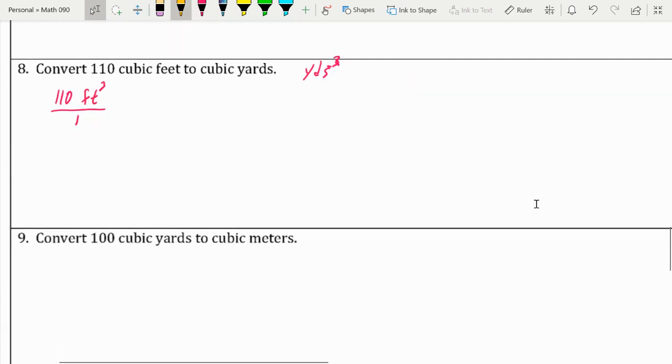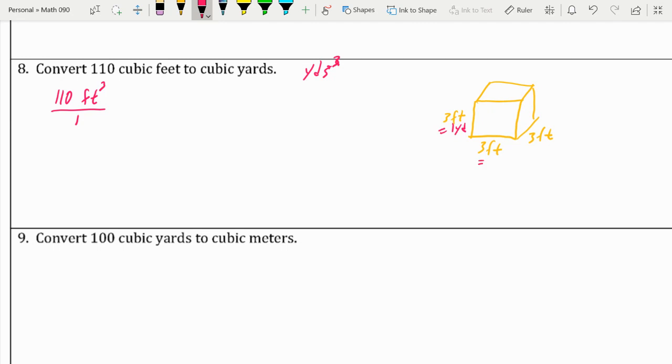No laughing at my drawings here. What happens if I have a cube there? I'm trying to do at least kind of a decent drawing here. And I say, well, this is 3 feet, that's 3 feet, and that's 3 feet. Well, what do I know? 3 feet is equal to 1 yard. It's equal to 1 yard.